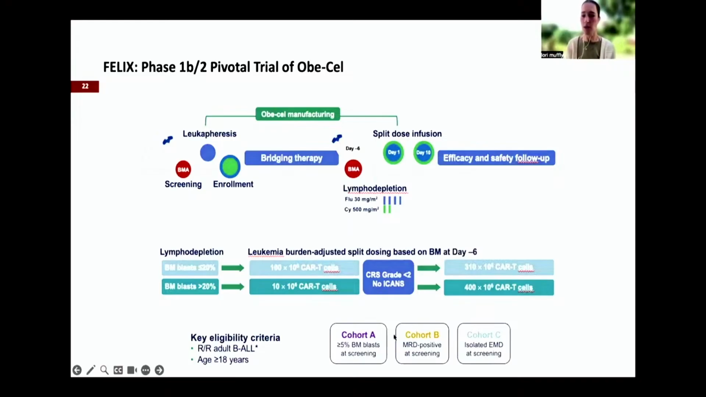And you can see that there were 3 different cohorts treated. Cohort A was really their pivotal cohort, which was patients with morphologic disease at screening.